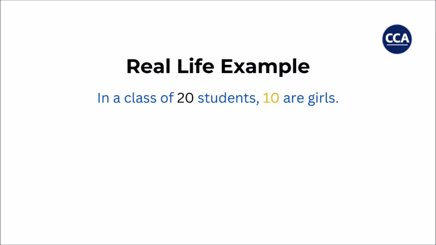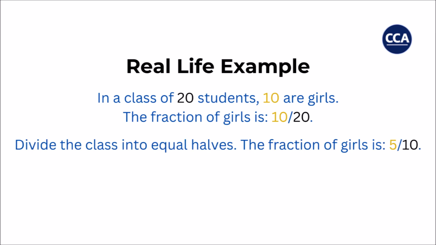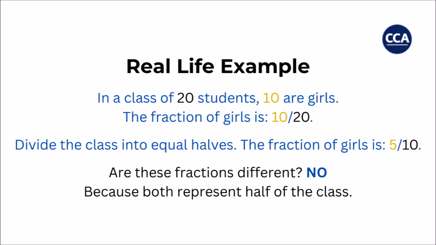So remember, equivalent fractions keep the same relationship between numbers. Let's see a real-life example of it. Suppose, in a class of 20 students, 10 are girls. The fraction of girls is 10 over 20. Now divide the class into equal halves. Now the fraction of girls is 5 over 10. Are these fractions different? No. Because both represent half of the class.